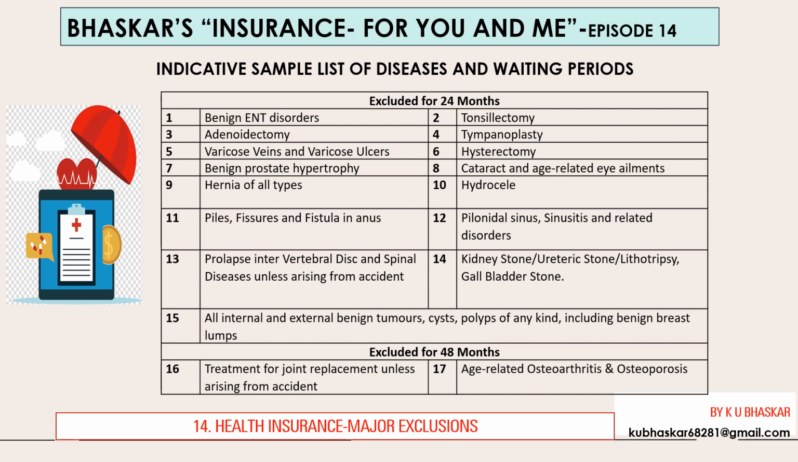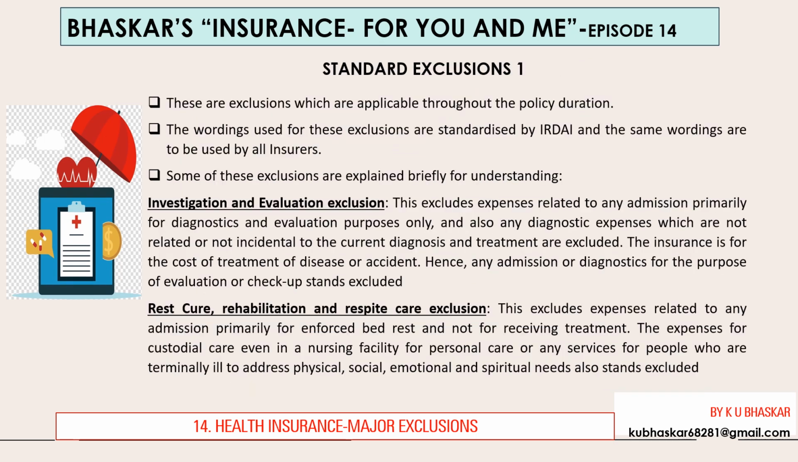Similarly, the treatment for joint replacement or age-related osteoporosis, etc., are excluded for a period of 48 months. So these are a couple of examples. So in respect of the standard exclusions, which are applicable throughout the policy duration, the wordings used are standardized by IRDA and the same wordings are to be used by all insurers. Some of these exclusions are explained briefly now for our understanding.